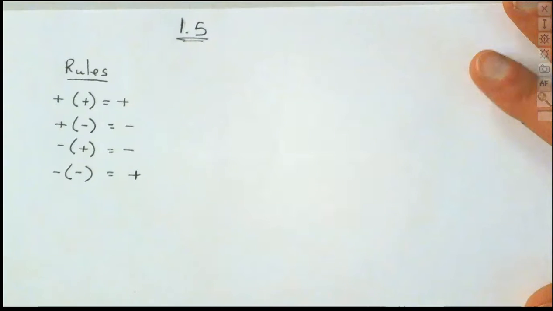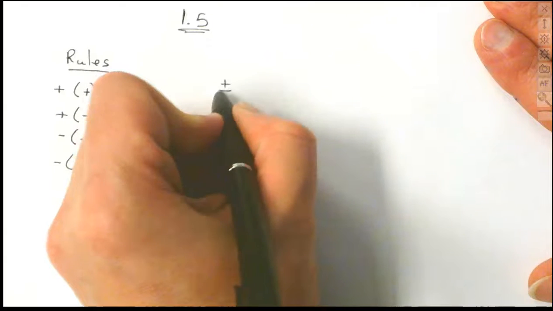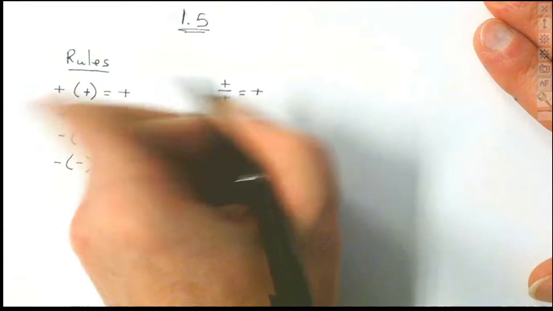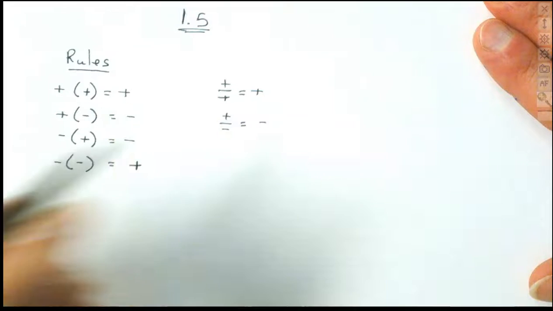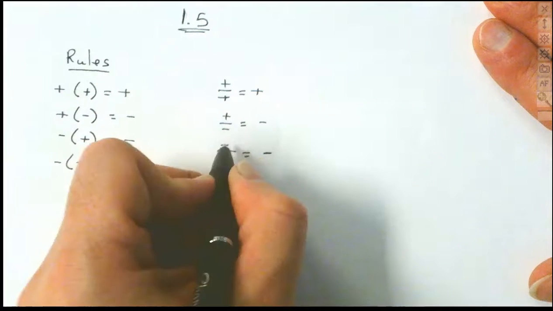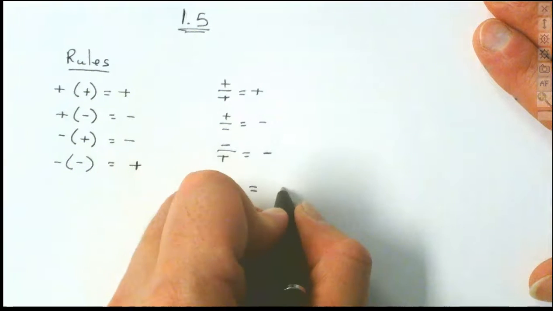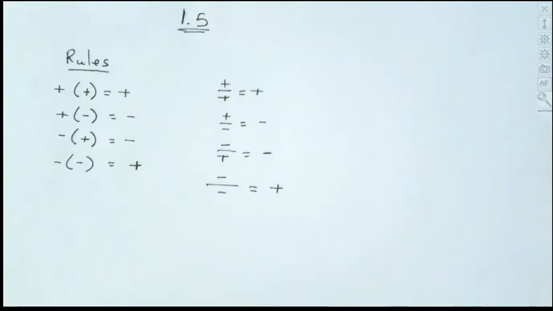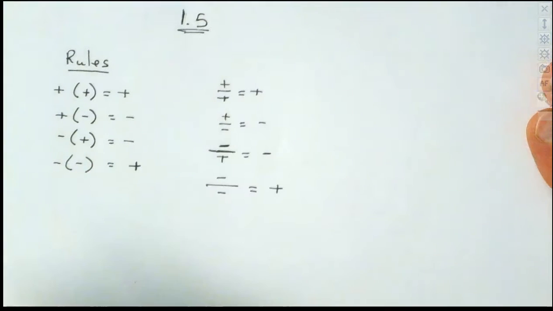Now, these same rules are going to also apply for division. So a positive over a positive is positive. Positive over negative is negative. Negative over positive is negative. And negative divided by a negative number is positive. So these are our rules for multiplication and division.